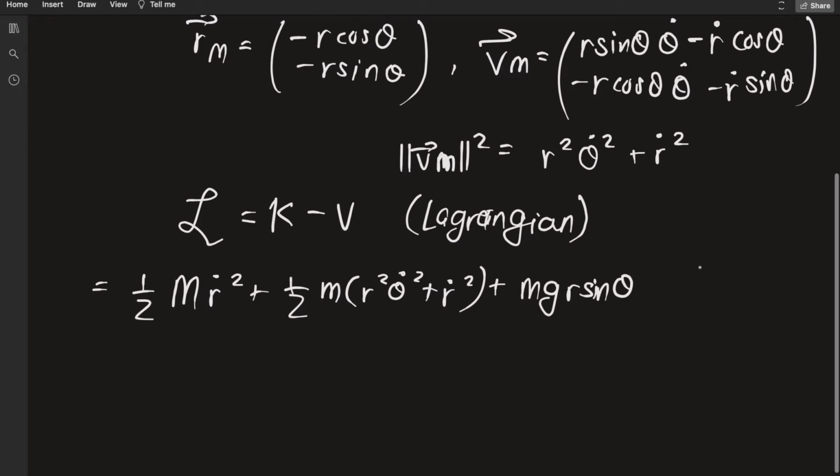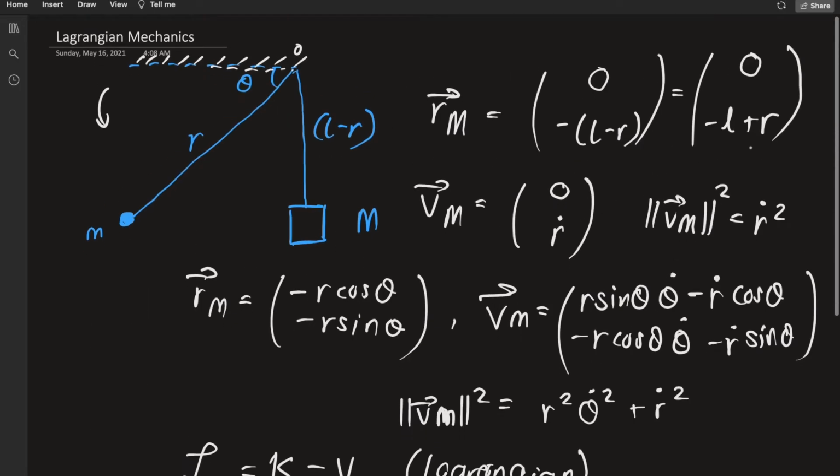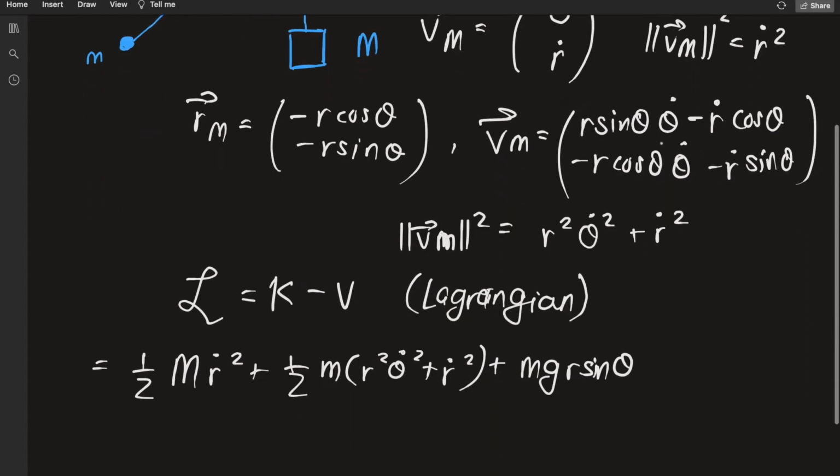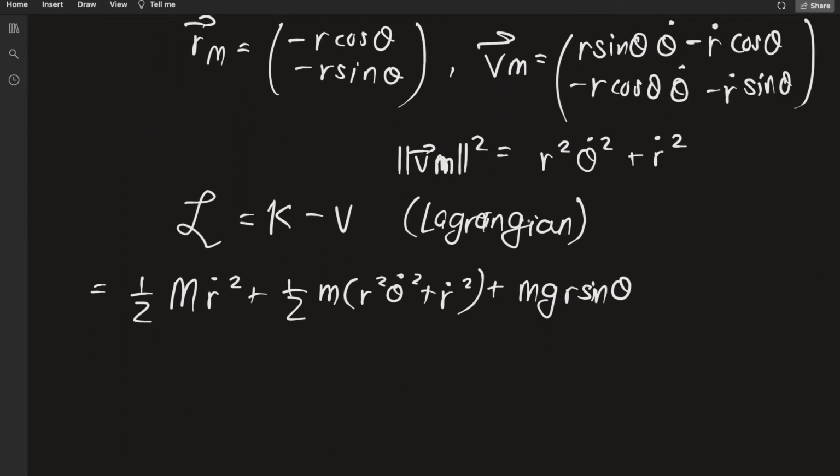And then for the other mass, we have this positive r here, and since the reference point doesn't make a difference, we just want the difference in height for the potential energy. It doesn't matter where it was suspended from, or what total distance it is up from the ground or from the origin. We just want the difference in height. So we're going to drop the L factor, and we're just going to have negative mg times r, and that's the Lagrangian quantity I kept mentioning.